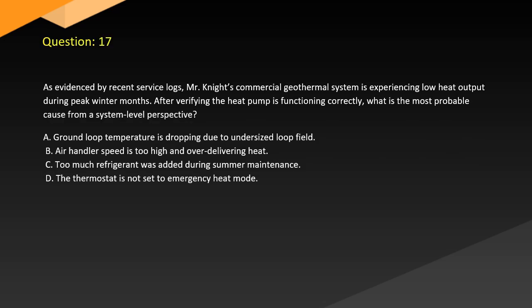Question 17. As evidenced by recent service logs, Mr. Knight's commercial geothermal system is experiencing low heat output during peak winter months. After verifying the heat pump is functioning correctly, what is the most probable cause from a system-level perspective? A. Ground loop temperature is dropping due to undersized loop field. B. Air handler speed is too high and over-delivering heat. C. Too much refrigerant was added during summer maintenance. D. The thermostat is not set to emergency heat mode.